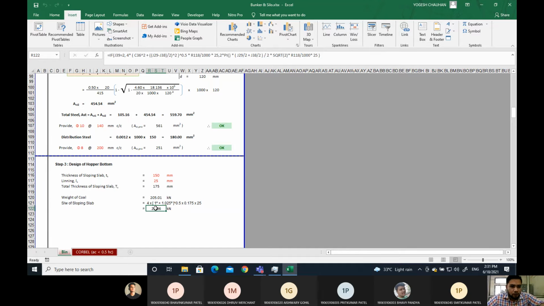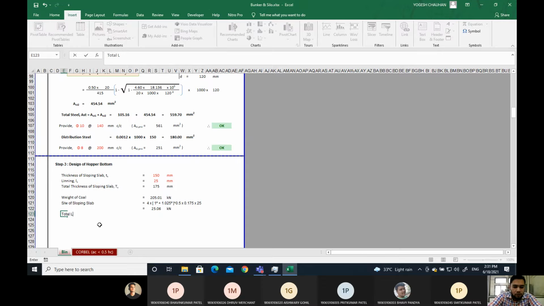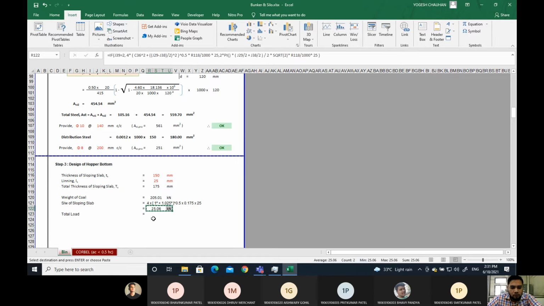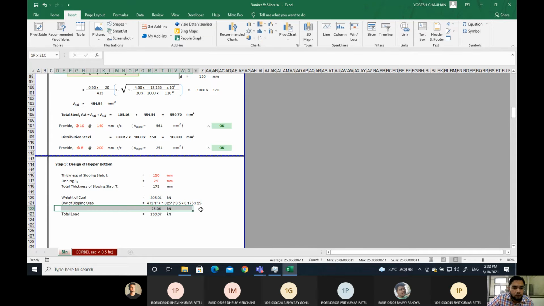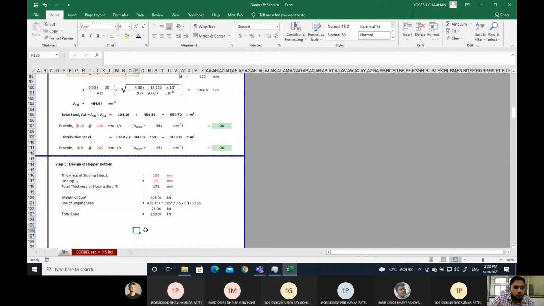So the total load for which this upper bottom is to be designed, total load will be sum of this plus this. This is the total load. You can do one thing.